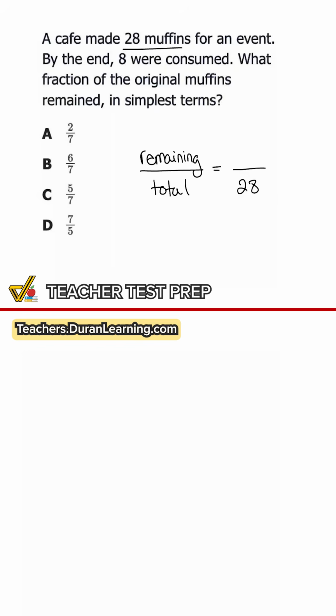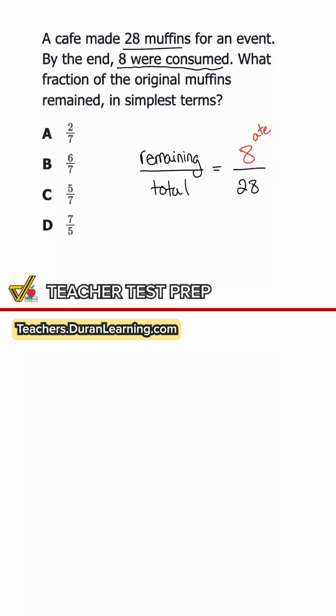But when we take a look at how much were consumed, that's going to be 8. 8 were consumed. Everybody, does that mean that 8 belongs up top? Absolutely not. 8 is how much we ate, not how much remain.